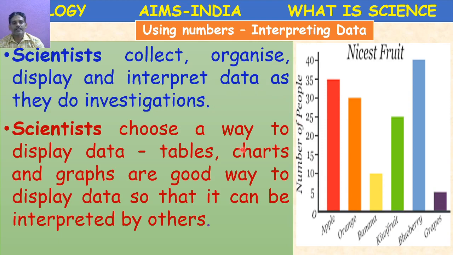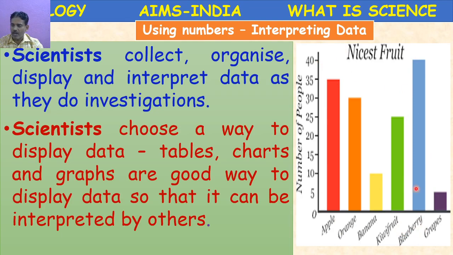So the data collected by that one student, he placed it like this in the form of a bar graph, comparing the opinions of different people. One side is the x-axis and the other the y-axis in a graph. On the x-axis he has taken different types of fruits, and on the y-axis the number of people he met. Here 35 people say that apple is the nicest fruit, but 40 people say that blueberry is the nicest fruit.